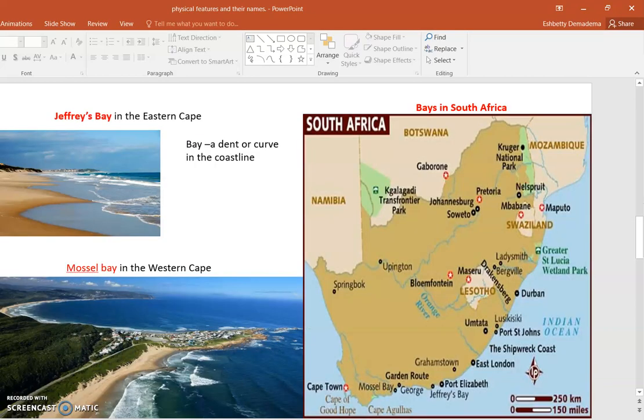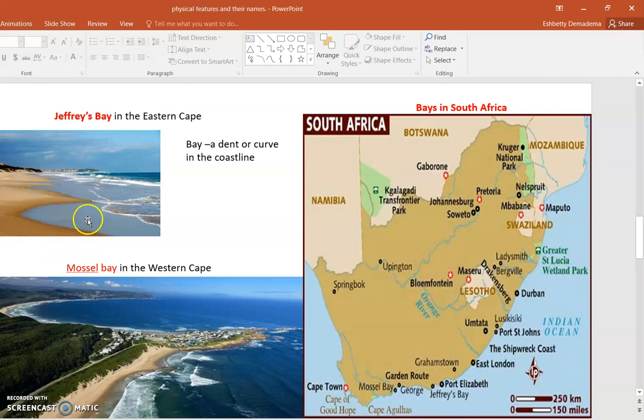Our next slide is talking about the bays. I've managed to get a few pictures of a few bays in South Africa. There are quite a lot of them. Look at this Jeffreys Bay here. Can you see that curve? Remember we said that the bays create that curve or that dent on the coastline.